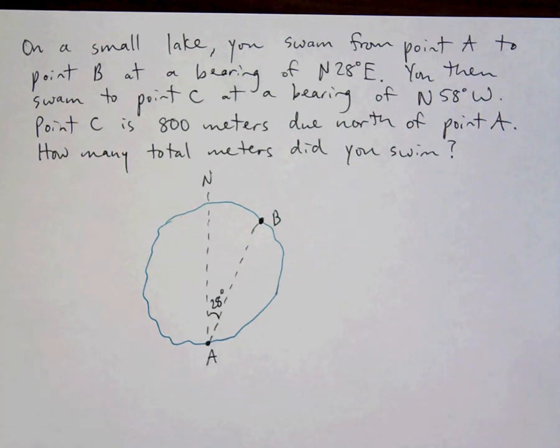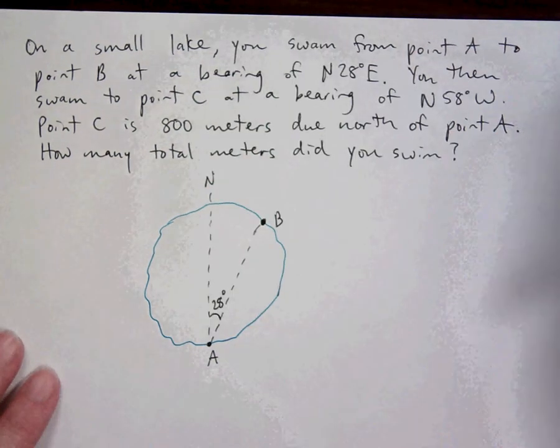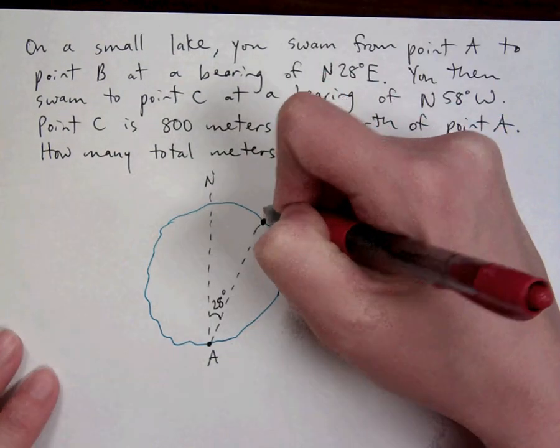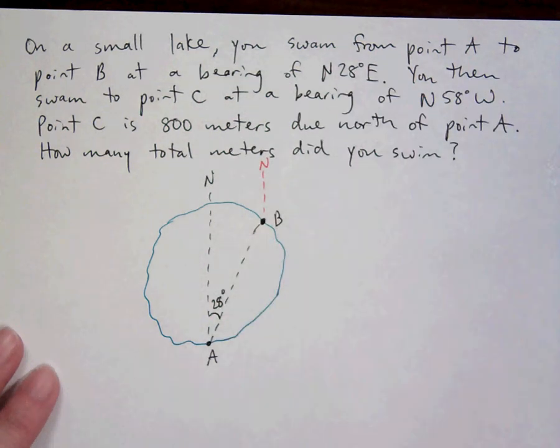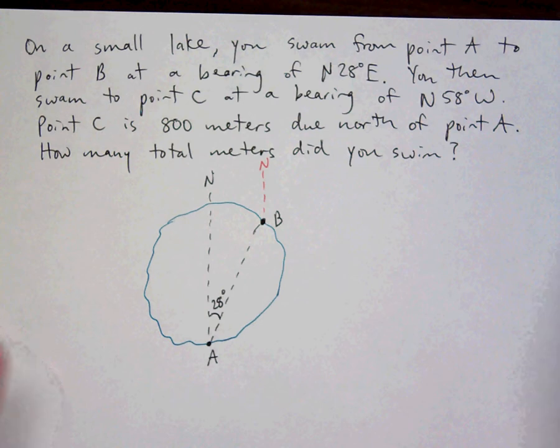Then it says I swam to that next point, C, at a bearing of west 58 degrees, or 58 degrees west of north. Here's what's interesting. You're going to draw a new line of north. It's not from this line of north, it's from where I'm at point B. So I'm going to use a different color. It's still north, so it should be parallel to your other north, but it's a new one, and I'm going from there. This time I'm going 58 degrees west.